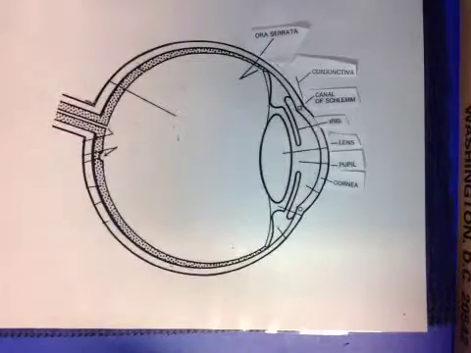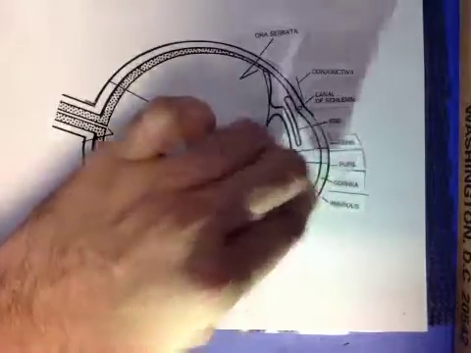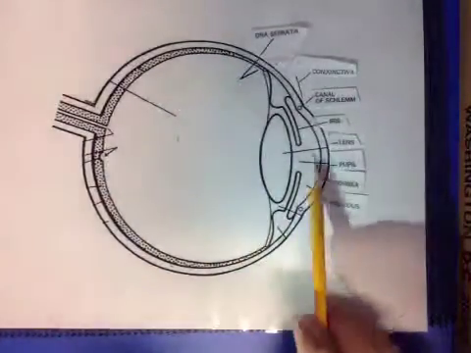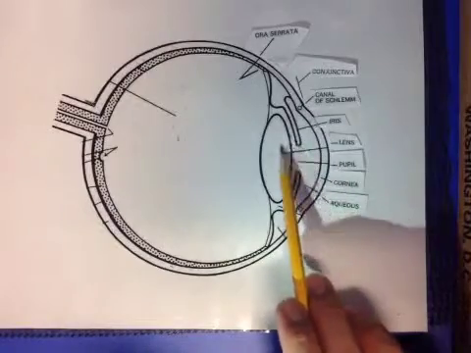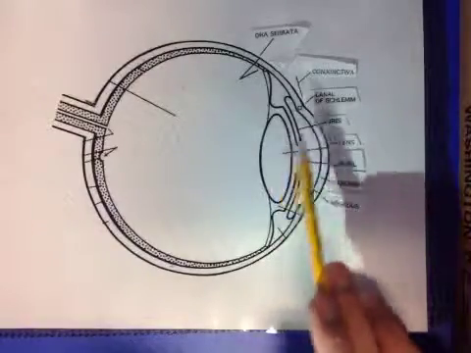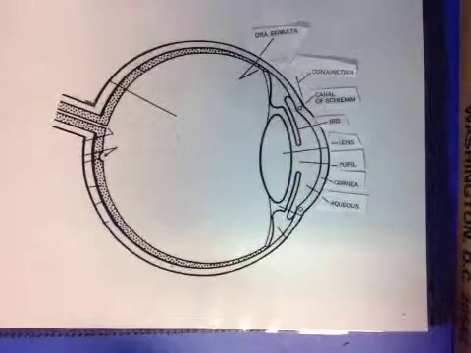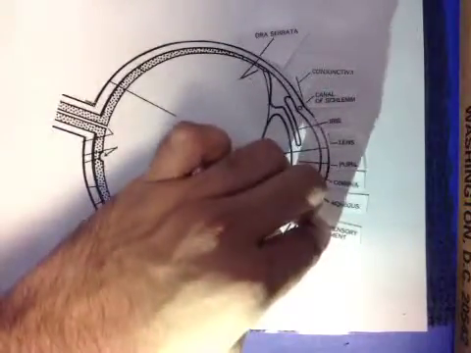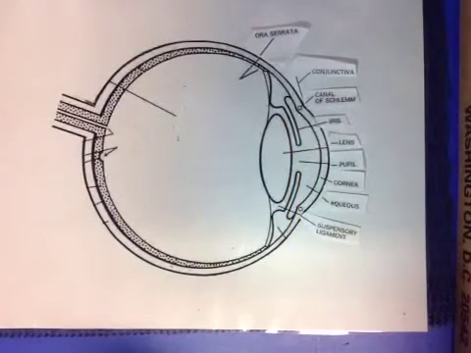Next is the aqueous humor, right here. So it's the fluid that fills the anterior chamber, keeping the cornea, the iris, and the lens nourished, and it also maintains intraocular pressure. And then next is the suspensory ligaments, which are here and of course here on both sides, and they help the lens with accommodation.